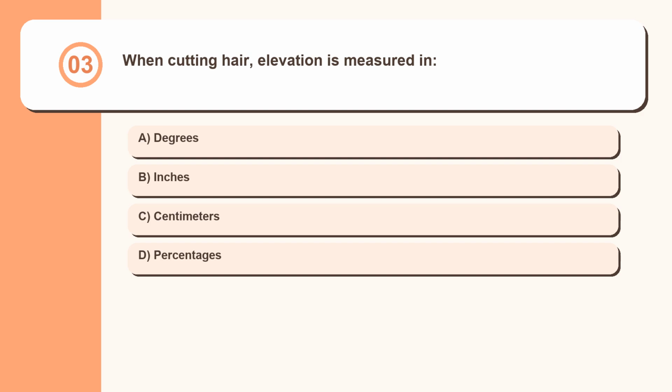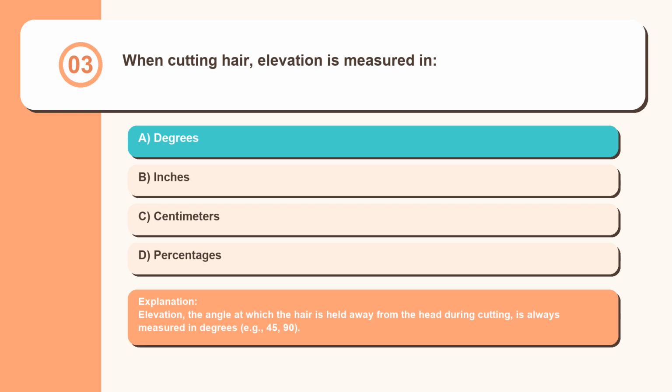Question 3. When cutting hair, elevation is measured in degrees, inches, centimeters, percentages. Elevation, the angle at which the hair is held away from the head during cutting, is always measured in degrees, example 45, 90.